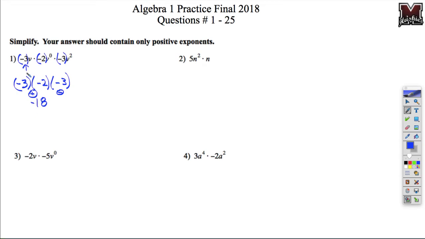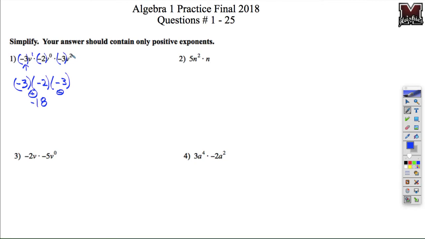We just dealt with all the numbers. Now we're going to deal with the variables, the letters. So I have v. If there's no power, you assume it's the power of 1. This is a v to the power of 0, v to the power of 2. Let's count up how many v's there were. There's 1 plus 0, which is just 1.